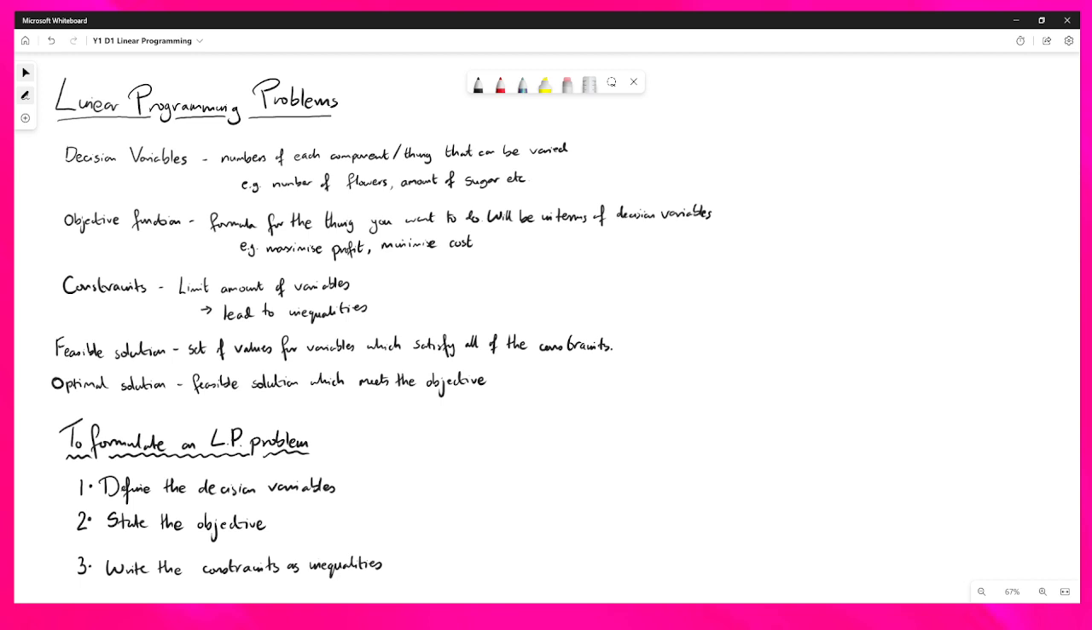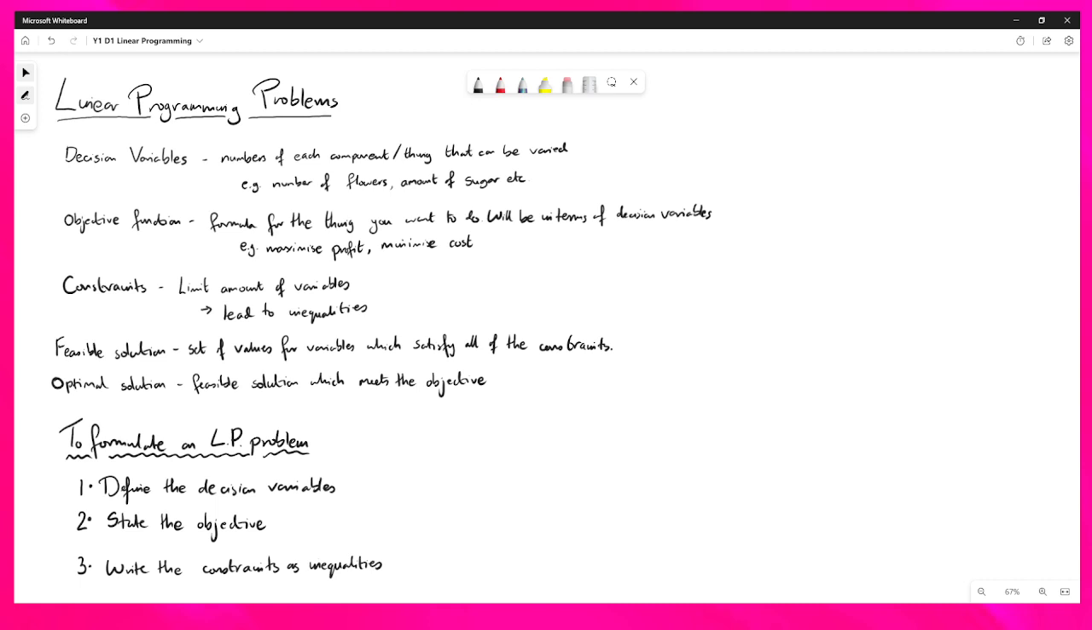So to formulate a linear programming problem, we need to turn the descriptive constraints into inequalities. Before we do that, though, we need to give the decision variables names. And these are typically X, Y, and Z. You need to write those descriptions down. So you will need to say the number of this type of thing is X, the number of this type of thing is Y, and so on.